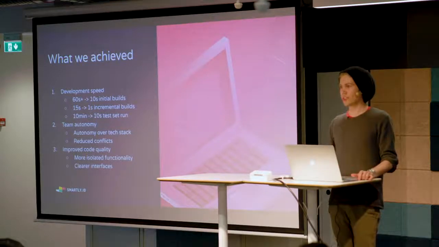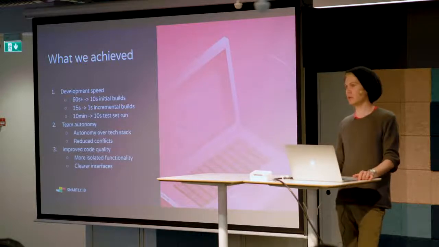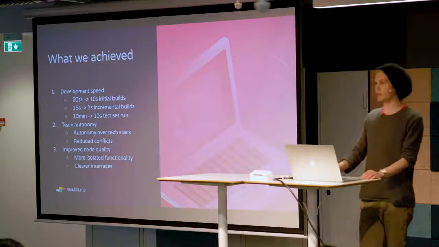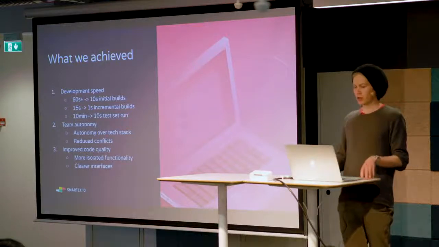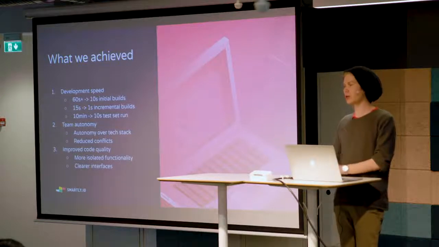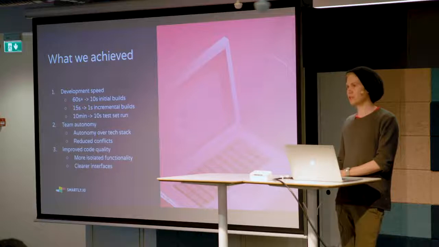The second organizational improvement is the team autonomy, as discussed. So letting the teams decide their own tech stack, and being able to freely modify that tech stack as needed and as required by their domain. That also usually leads to reduced conflicts in the code base. Also, generally isolating these functionalities into more strictly contained units leads to better isolated functionality and clearer interfaces between these entities.